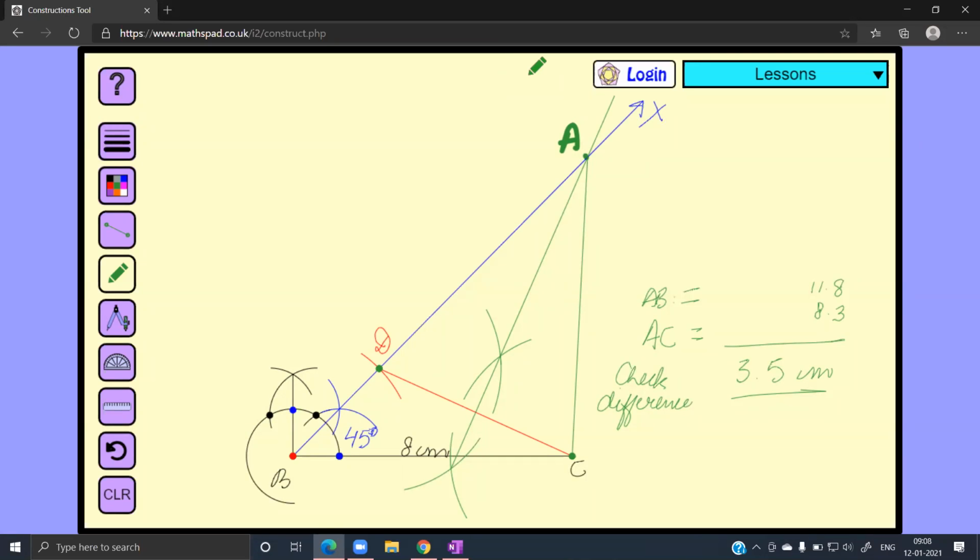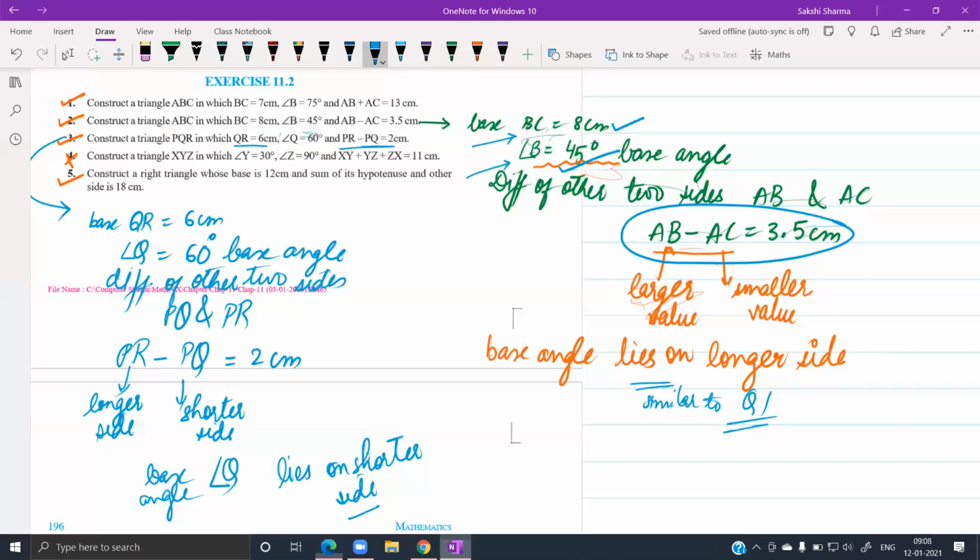I hope you've completed the construction. If you want to go over the steps, I can quickly go over the steps. So what you want to do is start with your base, 8 centimeters. At point B, you construct angle 45 degrees. Along the arm of the angle, you will cut off this difference. After your observation that the given base angle lies on the longer side, you will cut off 3.5 along the arm of the angle that you have constructed. The point obtained after cutting off 3.5 centimeters.